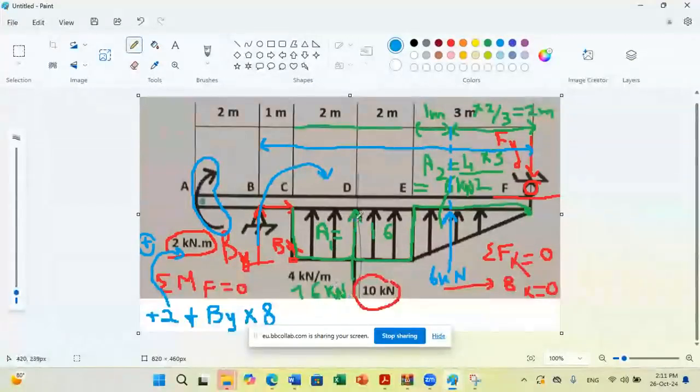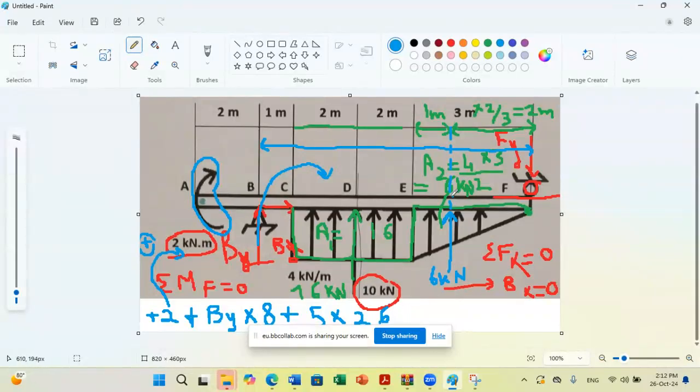Now, for my rectangular load, I have 16 kilonewton at a distance of 5 meters from F, so plus 5 times. Because the 16 kilonewton force and the 10 kilonewton force are both at 5 meters from F, you can add them. In total, it's 10 times 5 plus 16 times 5, so 5 times 26.